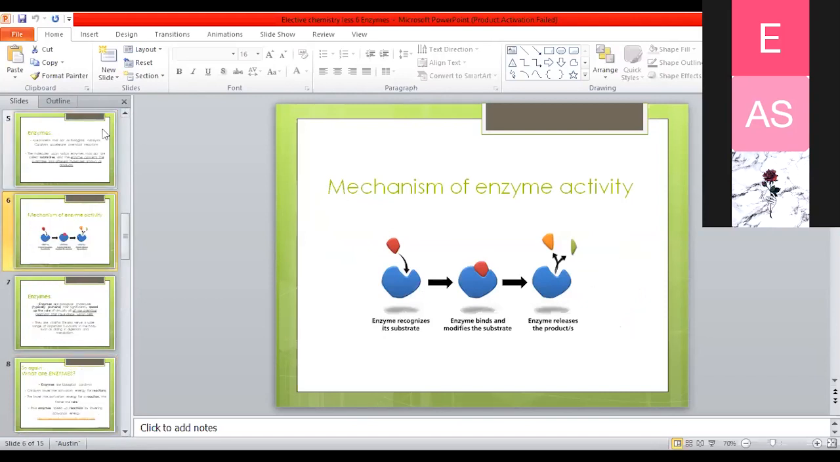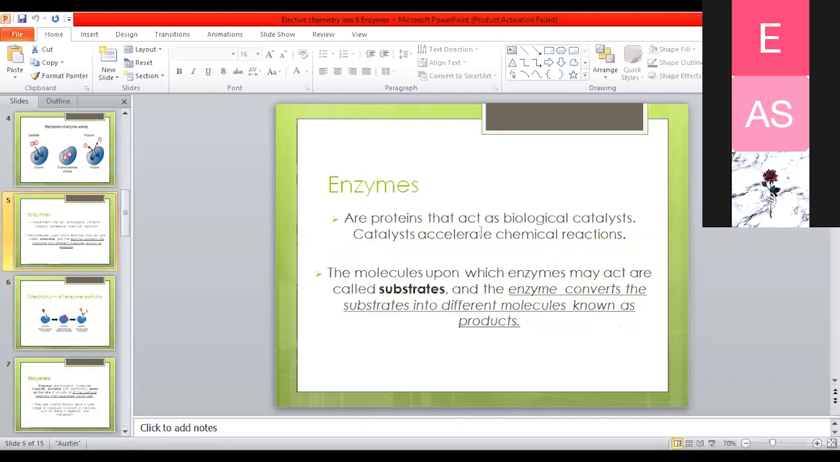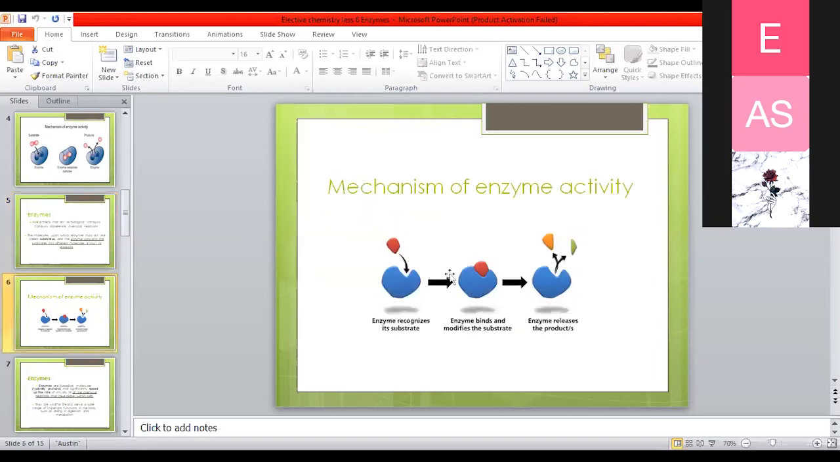Okay, just a second. So enzymes are proteins that act as biological catalysts. Catalysts accelerate chemical reactions. The molecules upon which enzymes may act are called substrates, and the enzyme converts the substrates into different molecules known as products. So here is the mechanism of enzyme activity: the enzyme recognizes its substrate, then binds and modifies the substrate, then releases the products.